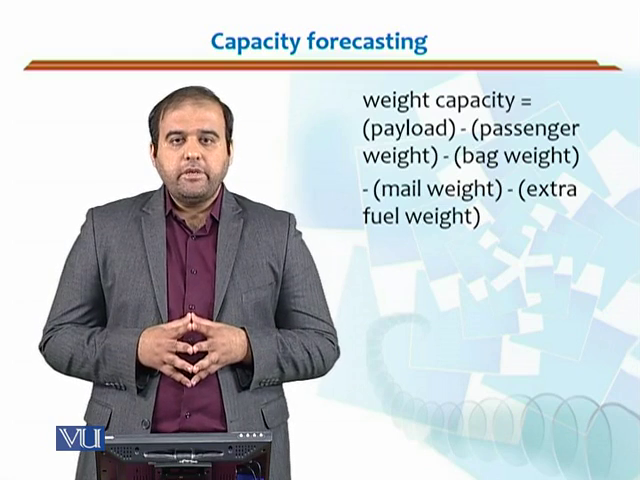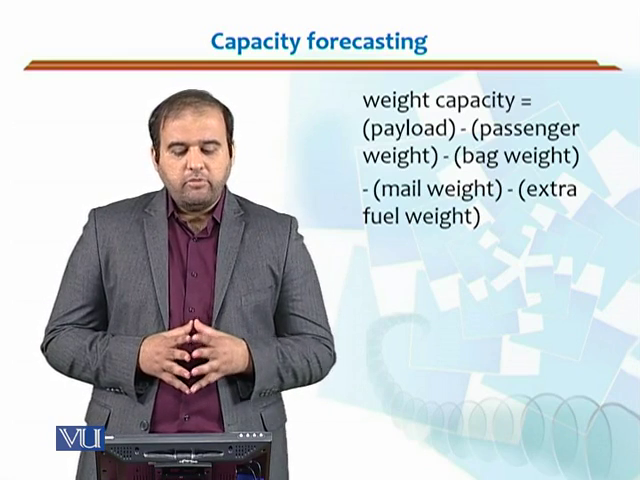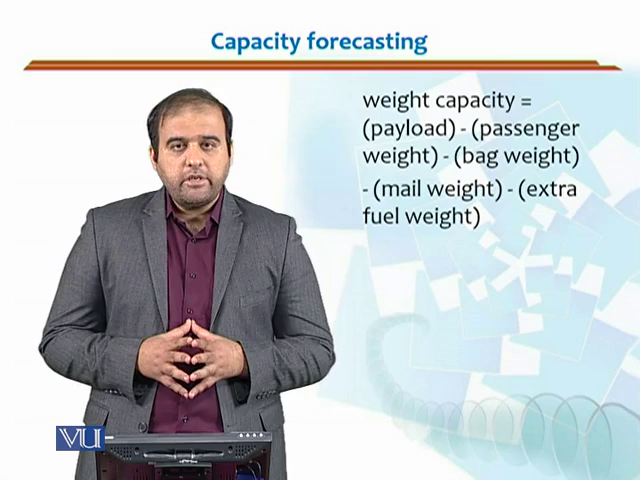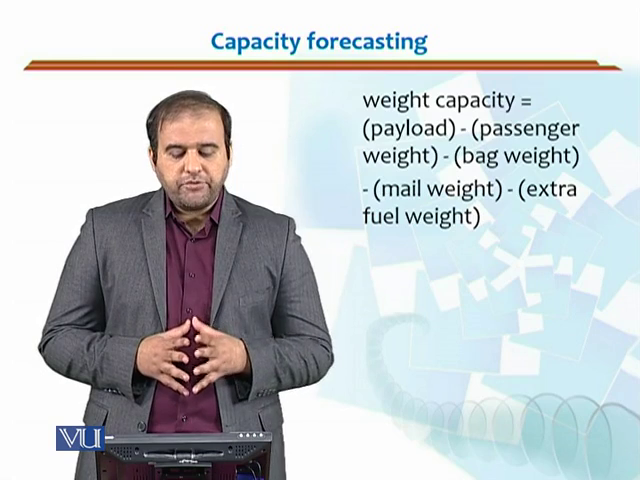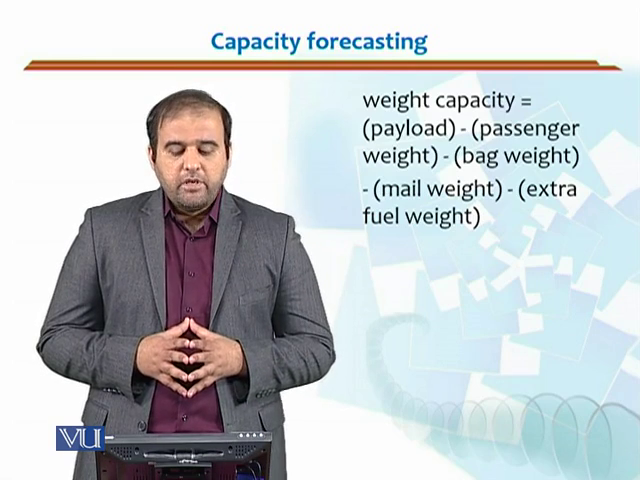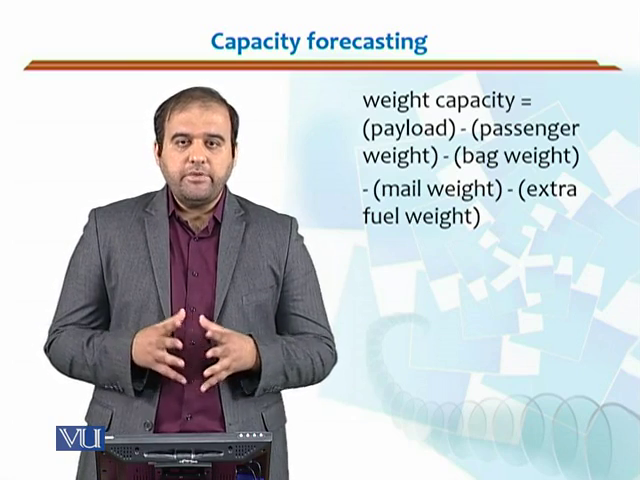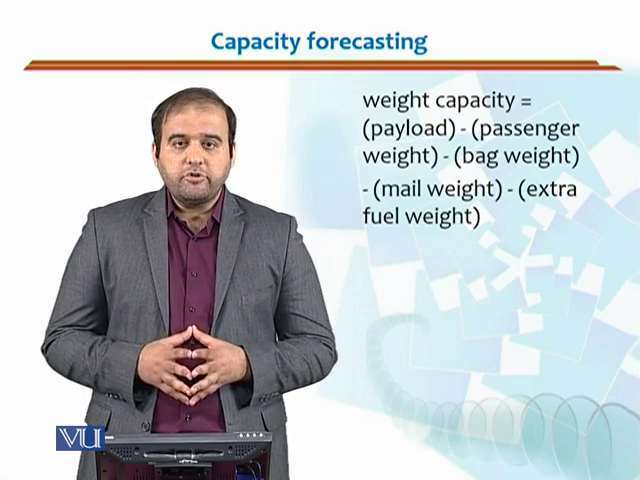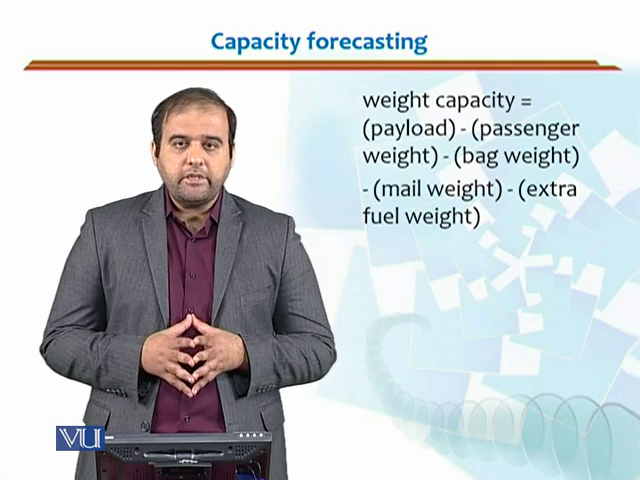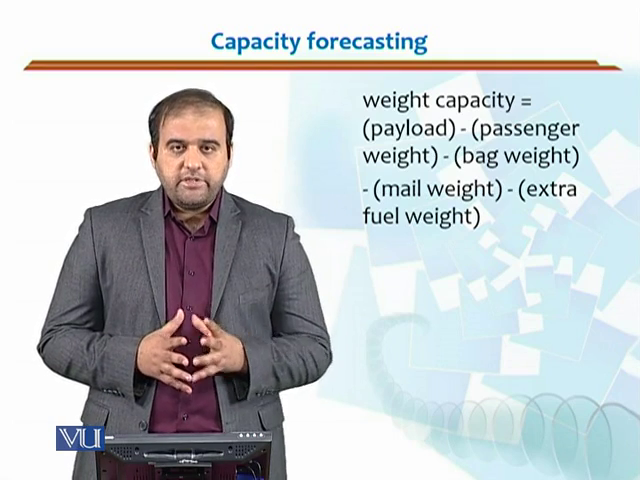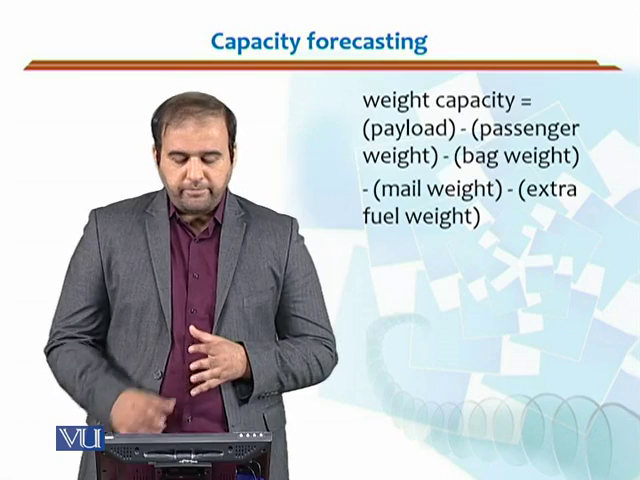So, how will we determine the capacity? In terms of weight capacity, it would be the payload minus the passenger weight minus bag weight minus mail weight minus extra fuel weight. There is, of course, mail or couriers in the belly of the passenger airplane. There is, of course, baggage in the belly of that passenger plane. And there are, of course, passengers in that airplane. So these things would contribute towards the weight capacity.